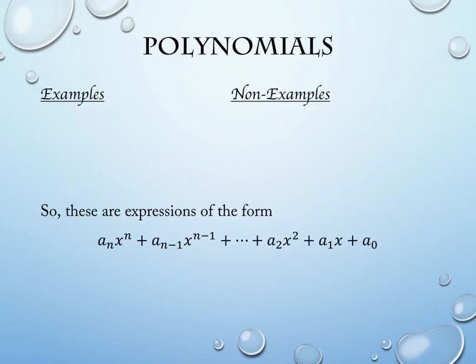All right, so I keep using this word polynomial, and I think it'd probably be a good idea to define it more specifically. So a polynomial in general has the form that you see below, right? It says a sub n x to the n, a sub n minus 1 x to the n minus 1, all the way down to a sub 2 x squared, a sub 1 x plus a sub 0.